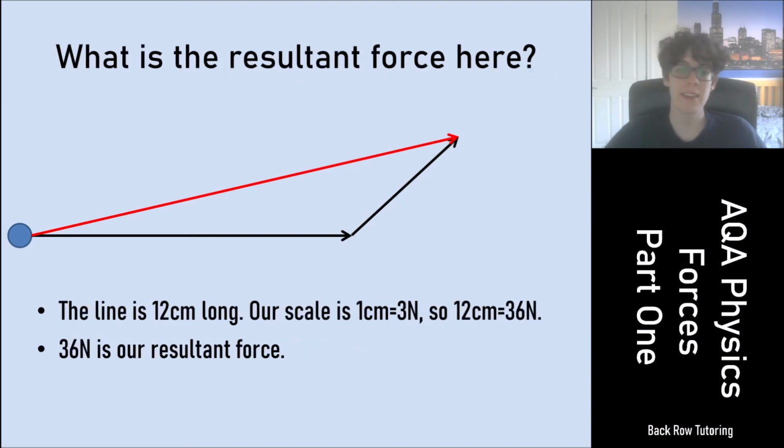And in this case, the line is 12 centimetres long. Our scale is 1 centimetre is equal to 3 newtons. So 12 centimetres, well, that's the same as 36 newtons. So our resultant force here is 36 newtons.